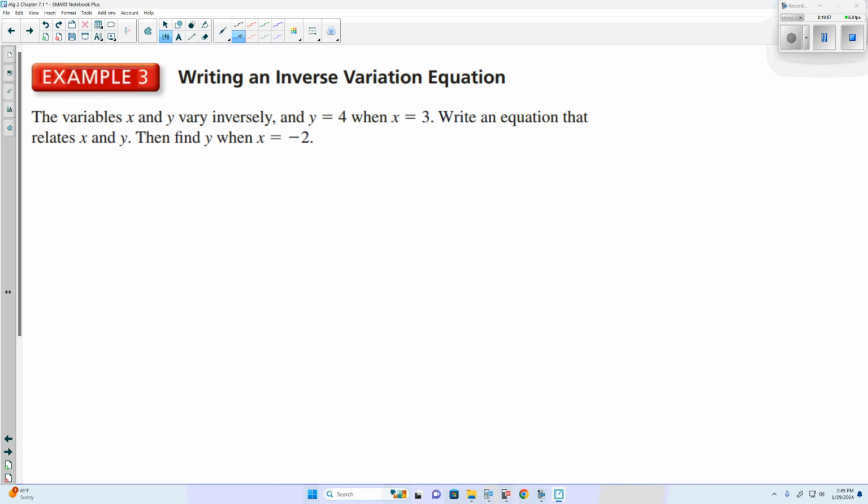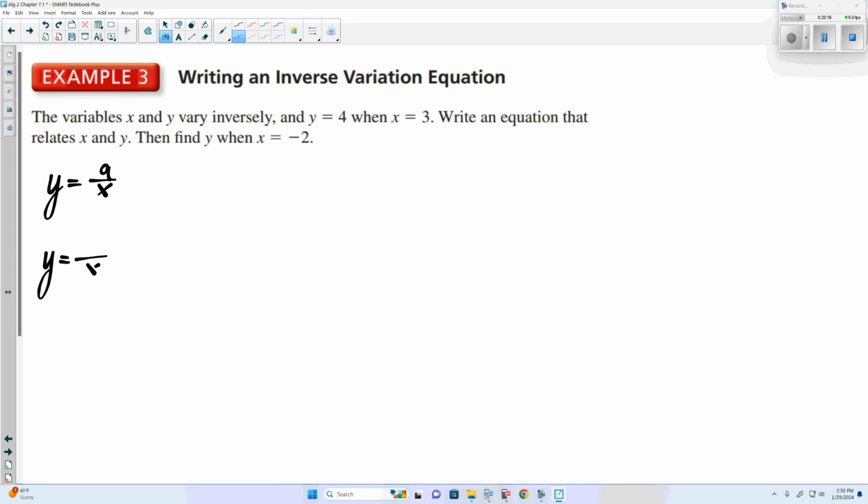The variables x and y vary inversely. So if it says that they vary inversely, what we're saying is y is equal to a over x. And y is equal to 4 when x is equal to 3. Write an equation that relates x and y, then find y when x is negative 2.